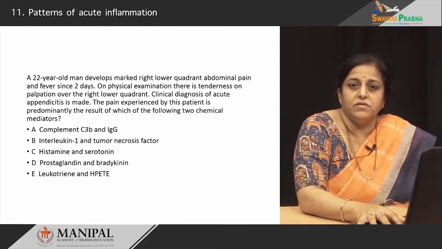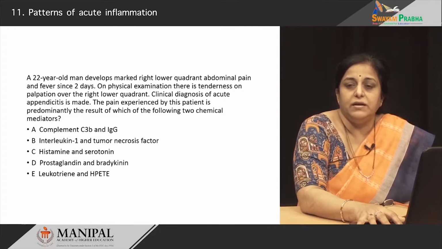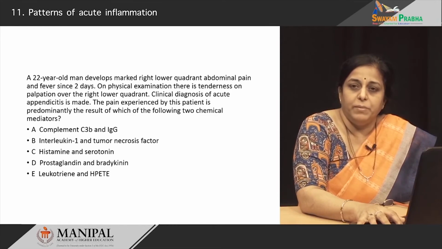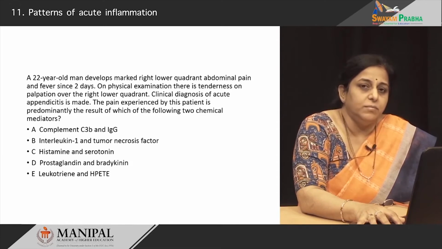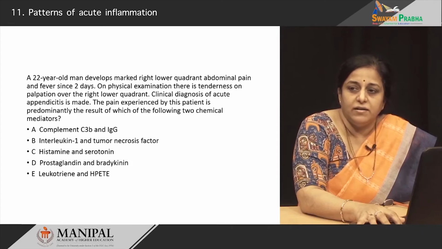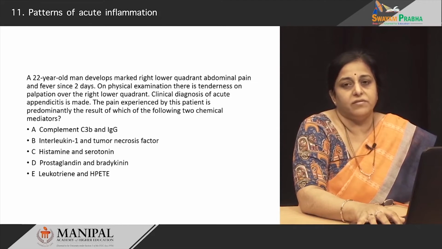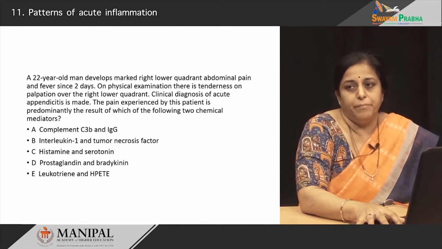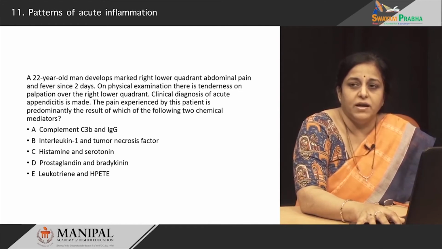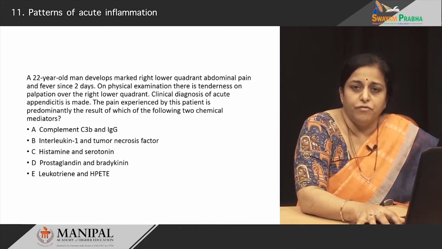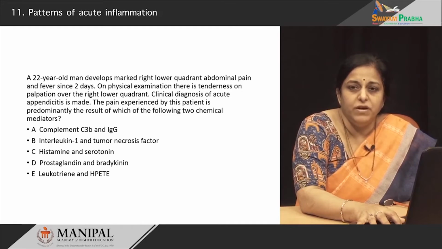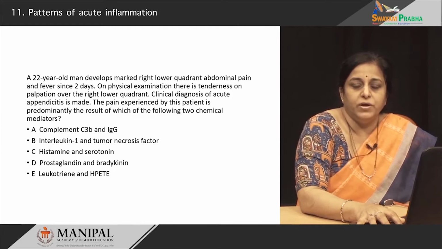So, we are asking a question here on which are the chemical mediators that are responsible for pain that occurs in inflammation. Is it complement C3b and IgG? Is it interleukins and TNF? Is it histamine and serotonin? Is it prostaglandins and bradykinins or leukotrienes? So, the correct answer here would be prostaglandins and bradykinins. The pain that one gets in inflammation is because of prostaglandins and bradykinin. If you are asked what is responsible for fever, it would be interleukins and tumor necrosis factor.